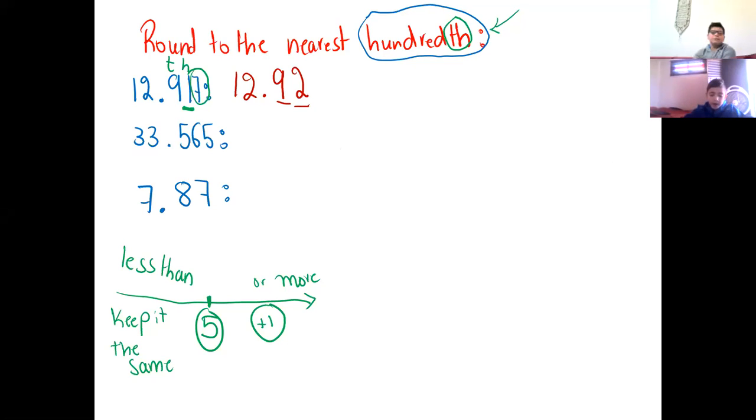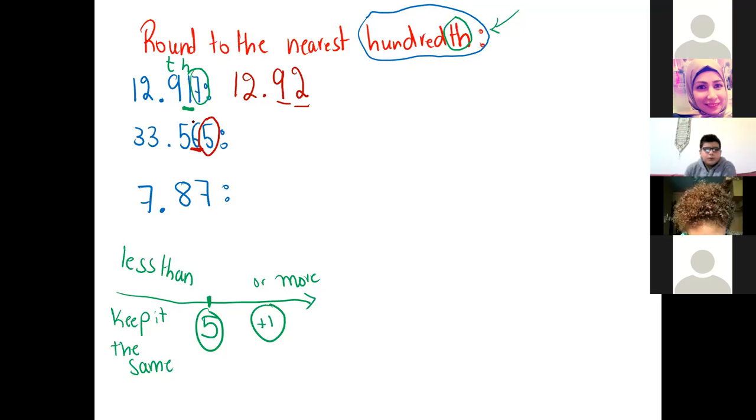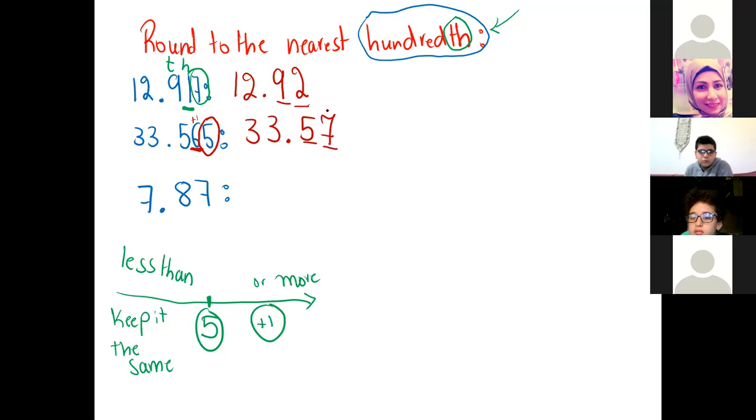Nabil. The second one, 33.565. Which digit is the hundredth? We underline 6. Bravo. Then we circle 5. The circled digit is five. So what shall I do, Nabil? The number will be 33.57. Bravo, proud of you. So six becomes seven because the circled digit is five. And no need to write zero, just stop at the hundredth digit.